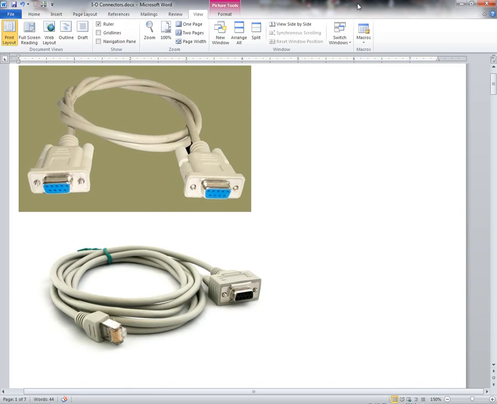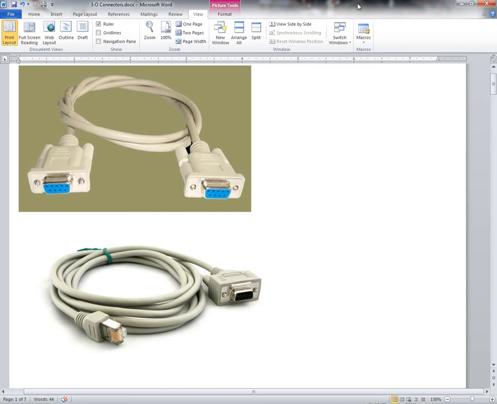Alright, so this lecture is going to cover I/O ports, such as serial, IEEE 1394, USB, parallel, and maybe a couple others. We'll see how long the recording goes. So, let's start with one of the oldest technologies, and that would be our serial technology.